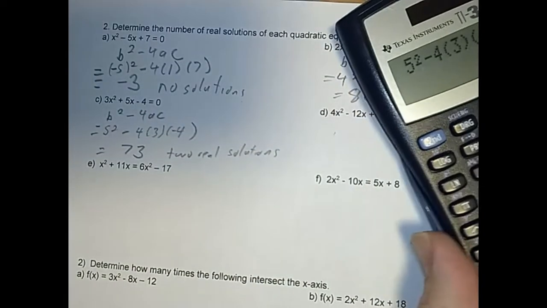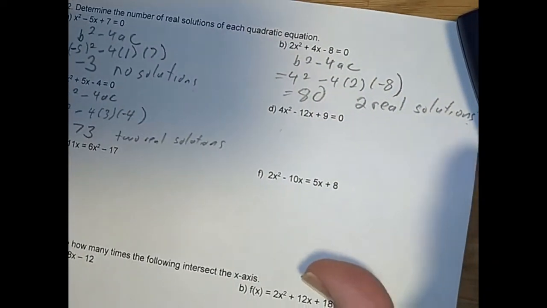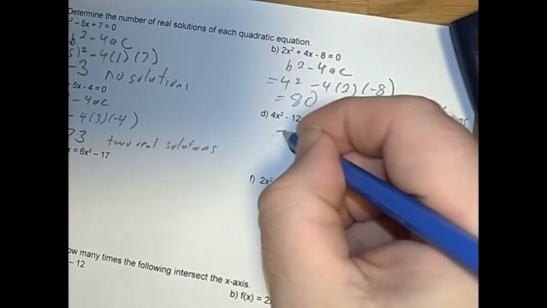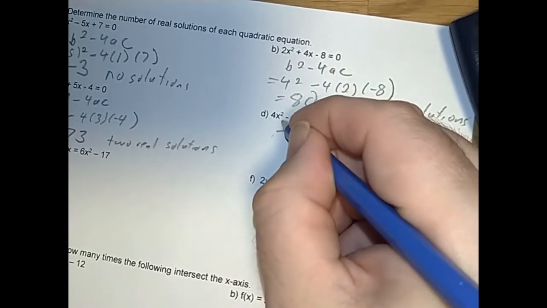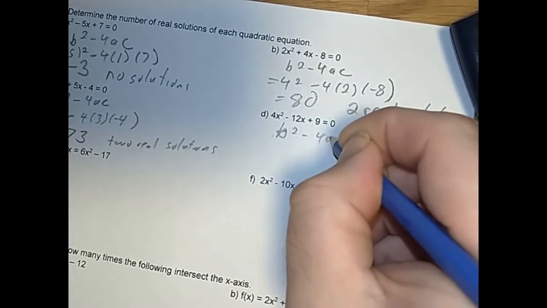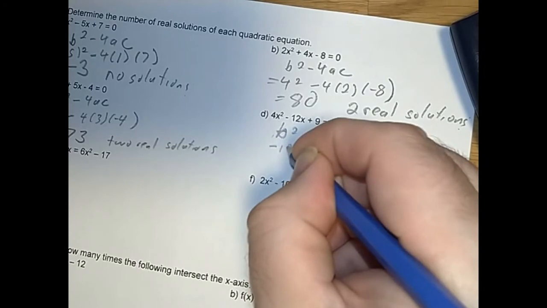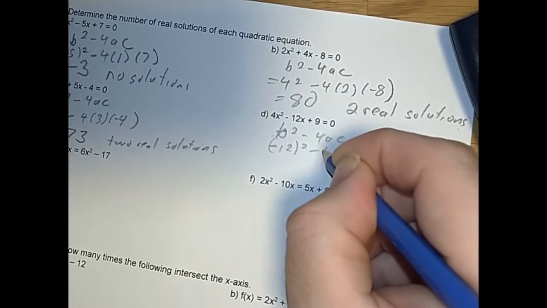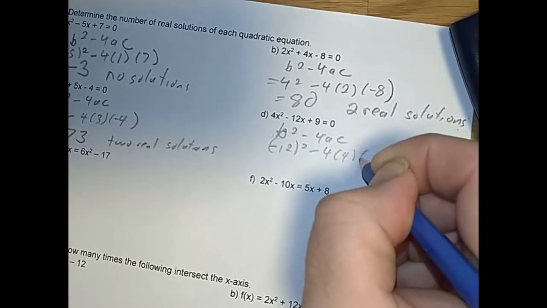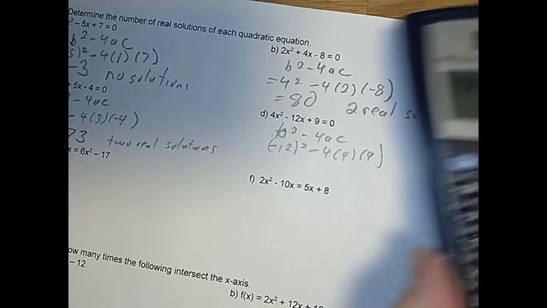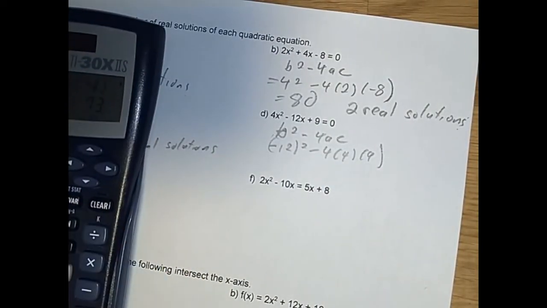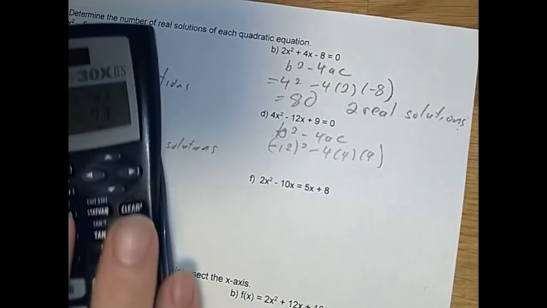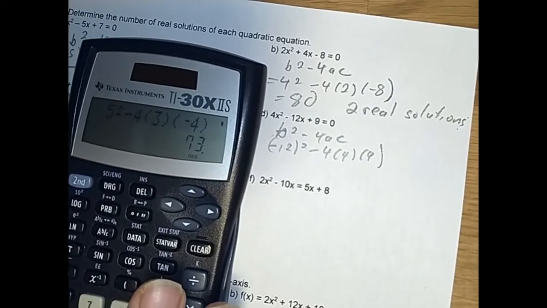Okay, now we do D. Negative B is negative B. Let's write it out. B squared minus 4AC. B is negative 12. Don't forget to put that in the bracket. Minus 4 times 9. And we put that in our calculator. So let's see what happens here. So bracket, oops. Here we go.